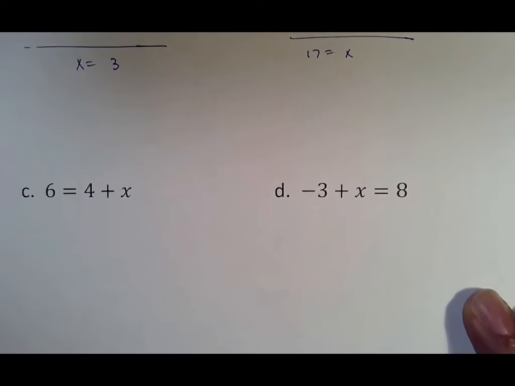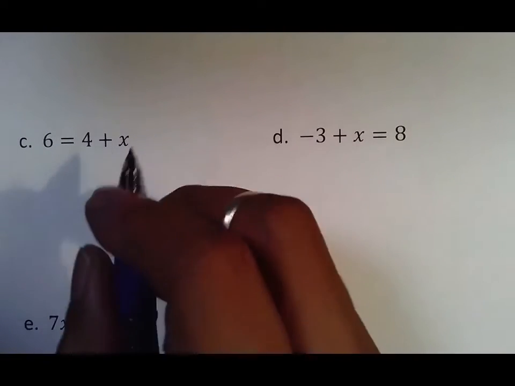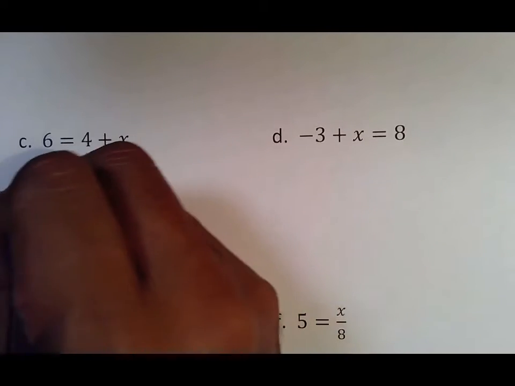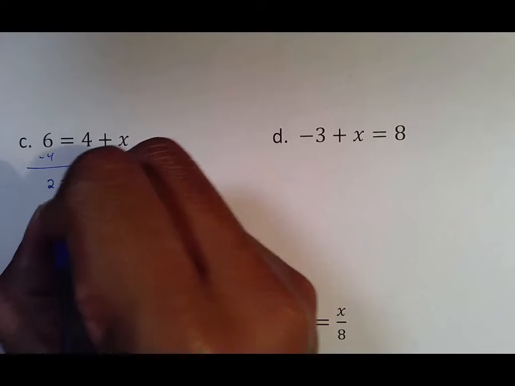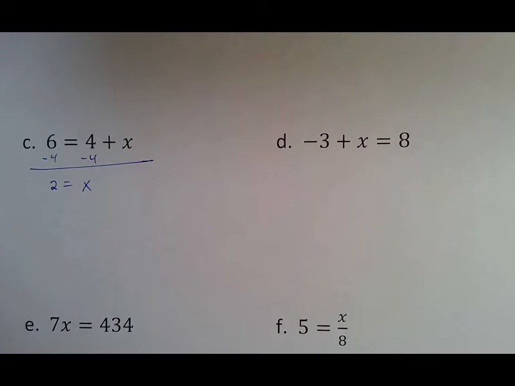For C, 6 equals 4 plus x. Well, in this case, again, x is over here with 4. So what you want to do is recognize that's a positive 4 and move it with a negative 4. 6 minus 4 being 2. Those going away. And again, bringing down your x on the proper side.